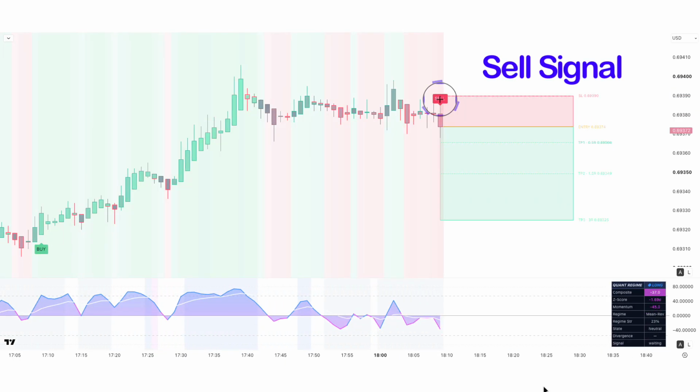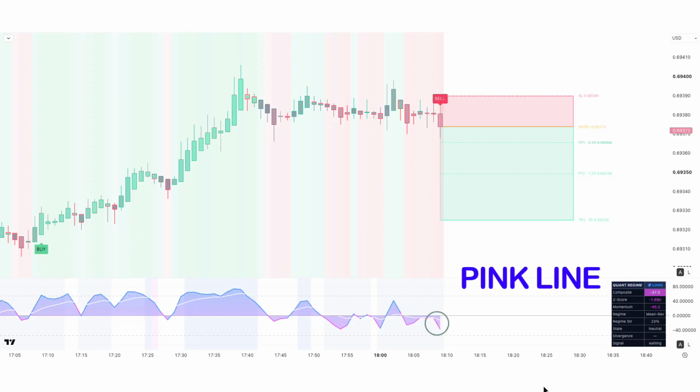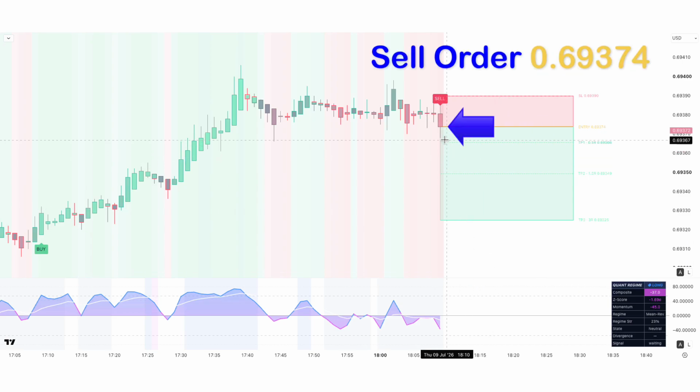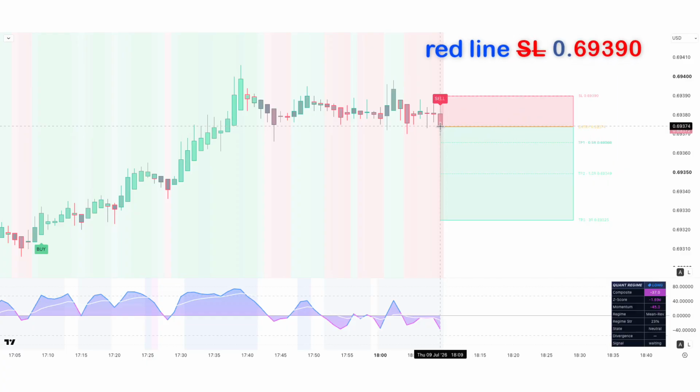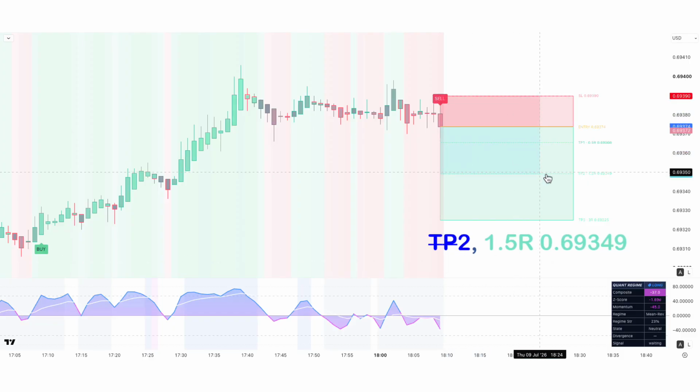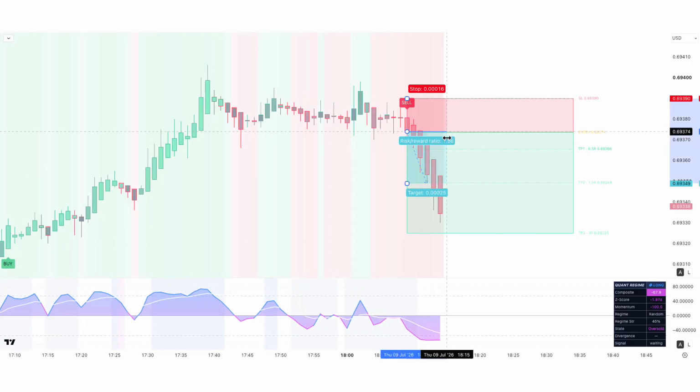When the Quant Confluence label down shows a sell signal, the pink line of the Quant Regime Oscillator should be below the zero line, and the market forms a bearish candle. If this condition is fulfilled, then we will place a sell order at 0.69374. Our stop loss is to be placed at the red line SL, 0.69390, and the risk to reward ratio will be TP2 1.5R, 0.69349. The market has completely hit the target.